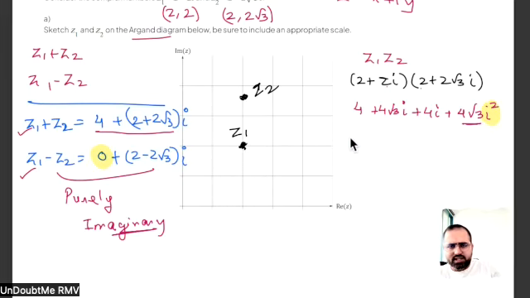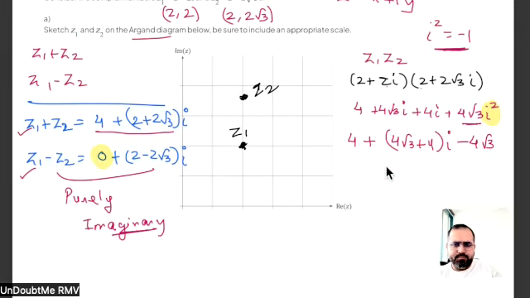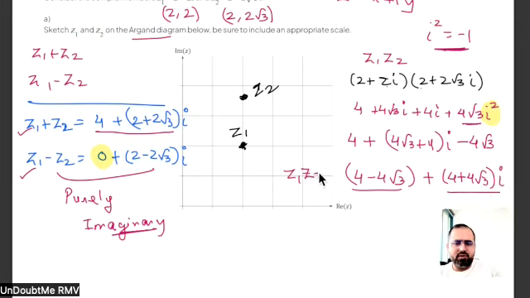Okay, let me do that in the next step. 4 plus 4 root 3 iota plus 4 iota minus 4 root 3. That minus is because of the i square value. i square is equal to -1. 4 root 3 will go along with 4. So 4 minus 4 root 3 written together, they are real terms. And 4 plus 4 root 3 written together, they are imaginary terms. So this is the value of the product of complex numbers.